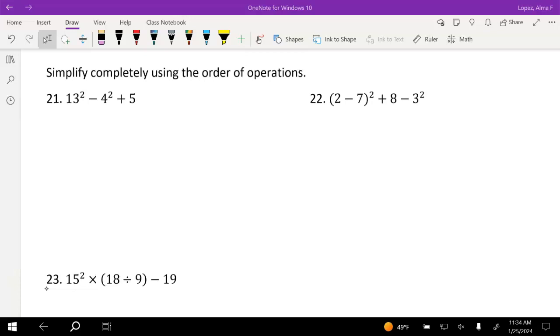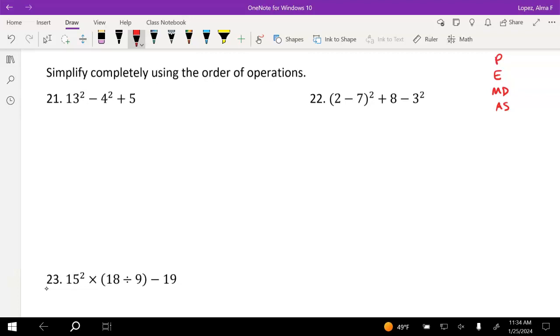So we will need to remember, please excuse my dear Aunt Sally, where P is all of the grouping symbols, E is exponents, MD is multiply and divide from left to right, and AS is add and subtract as it occurs from left to right.